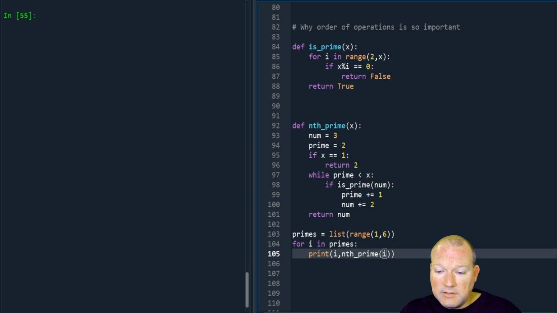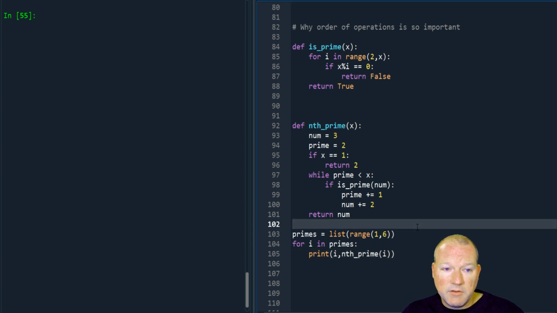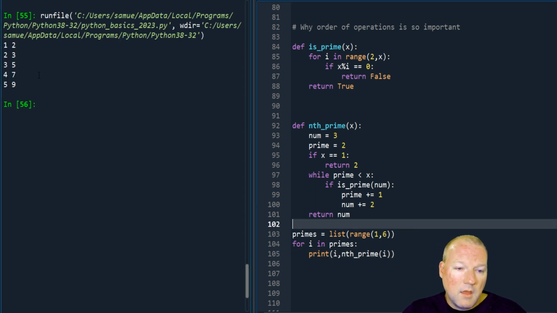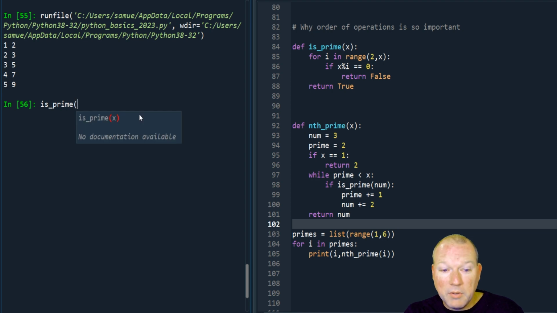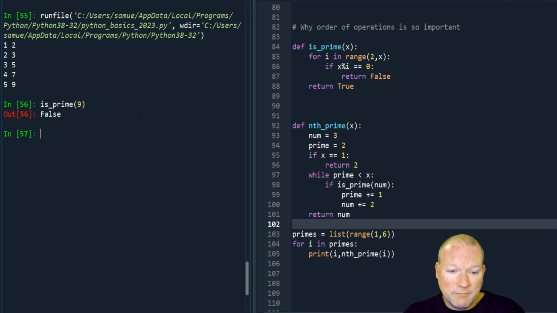So right here, let's look and see what the first, second, third, fourth, and fifth prime numbers are. So let's just go ahead and run this. First is 2, second 3, third 5, fourth 7. We're okay up until 5, 9. So we can check our work right here to see that it's not our primary function, no pun intended. So is 9 prime? False, it is not.